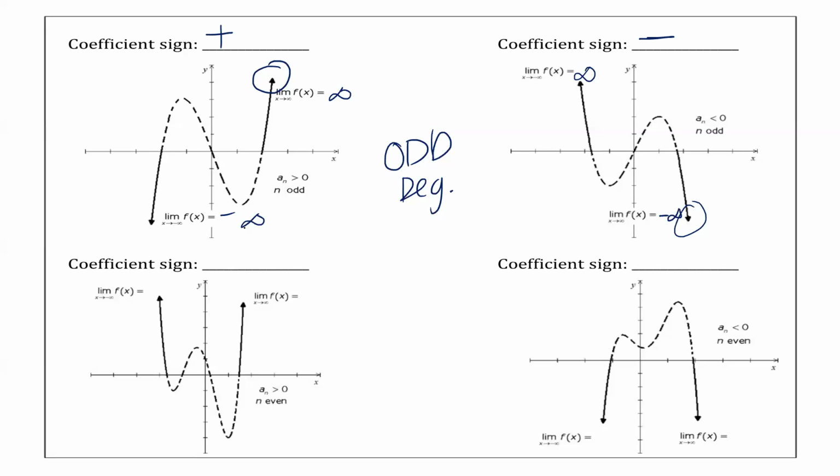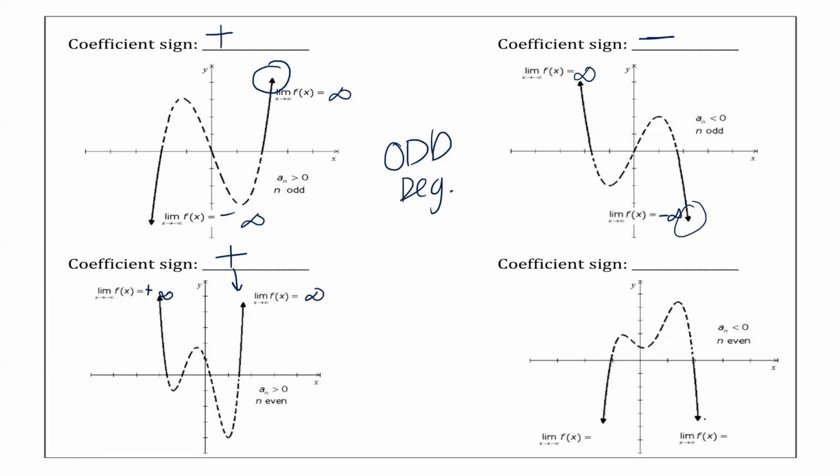All right. Coefficient here. What's the coefficient on this side? Positive or negative? Positive, because again, we're looking at our right-hand behavior. On the right-hand side, f of x is going towards positive infinity. On the left-hand side, our limit is also going towards positive infinity.